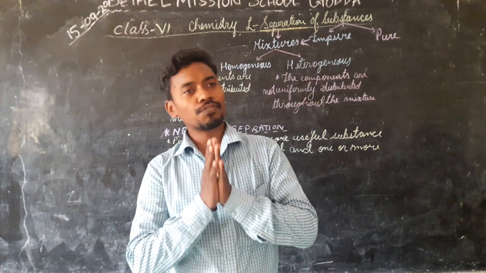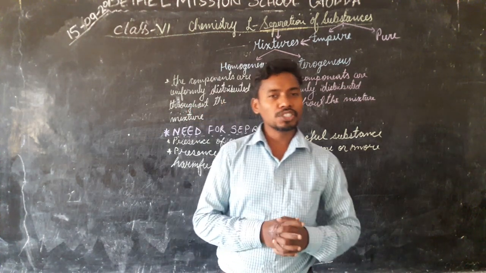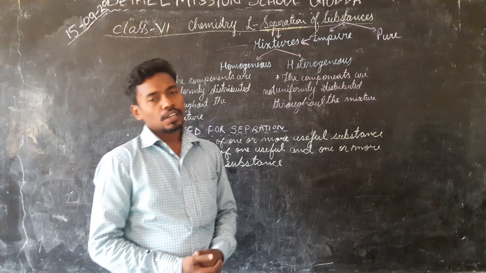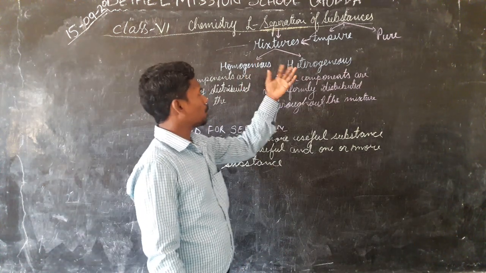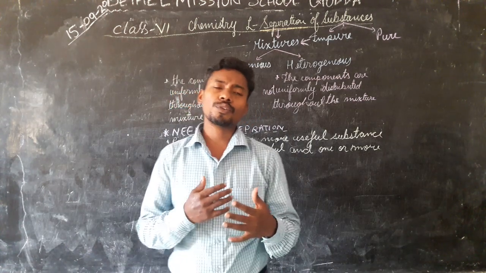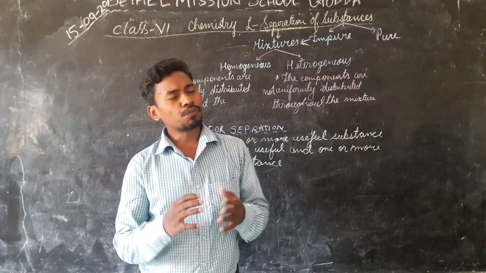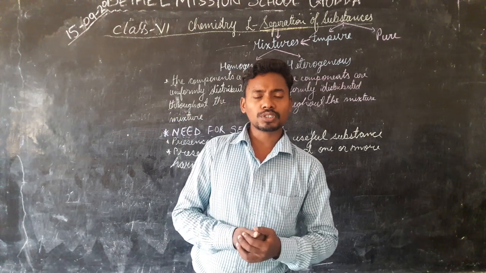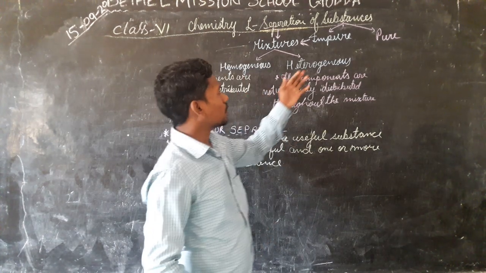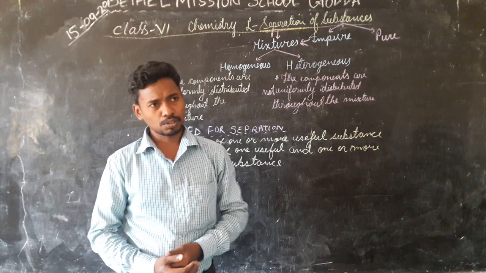So this is the fifth chapter of this book and the chapter's name is separation of substances, okay? In this chapter we will be studying the different ways by which we can separate substances. But before we go to this separation process, we should try to understand what the different types of substances are and why we need separation, okay?